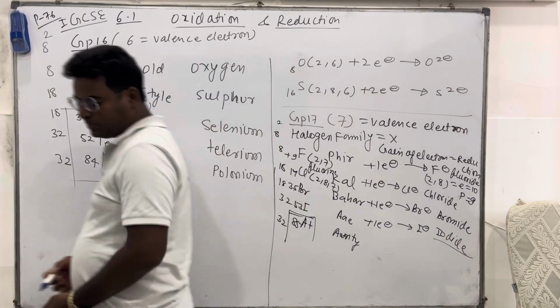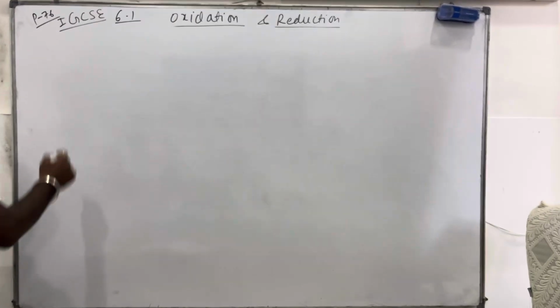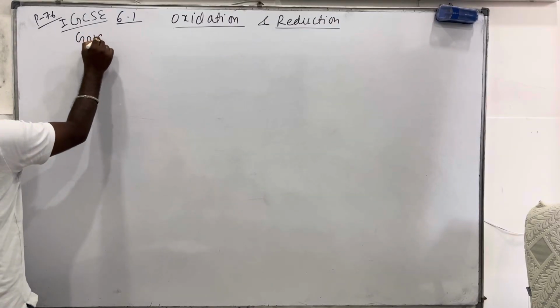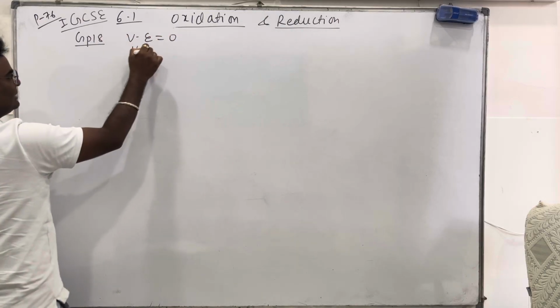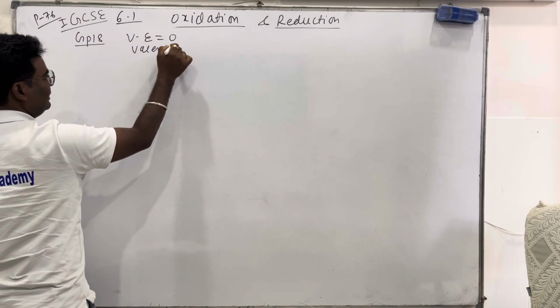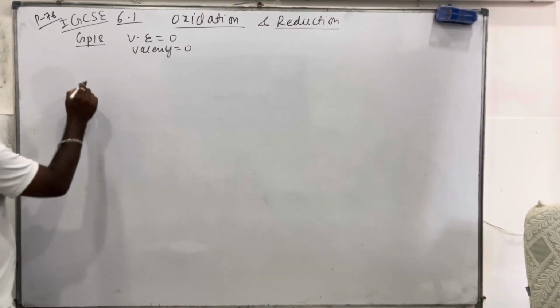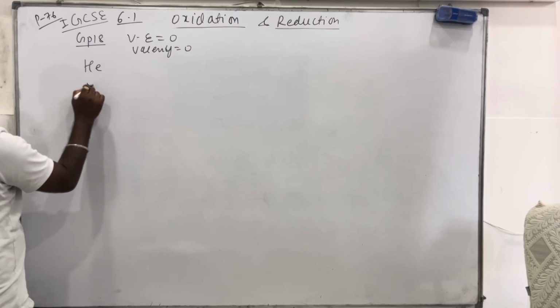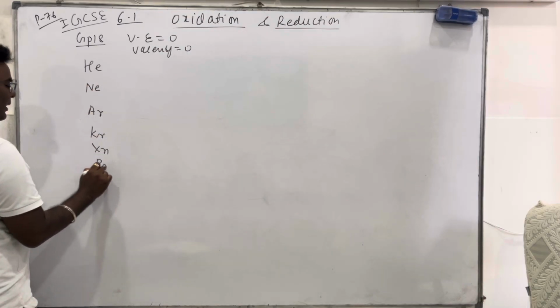So right up to this point, then we will do group 18. So next we will study about group 18. In group 18, valence electron is 0 and valency is also 0. Why? Its octet is complete now. No need to gain or lose the electron. So it starts from helium, neon, argon, krypton, xenon, radon.